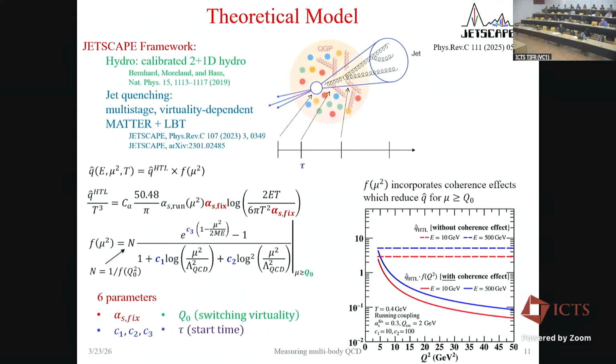And there's a kind of a formation time, a start time, before which there's no interaction, just a sort of plasma formation time. So 6 parameters for the inference. Bayesian inference doesn't know any physics, it just knows parameters. So that's why it's important to count.